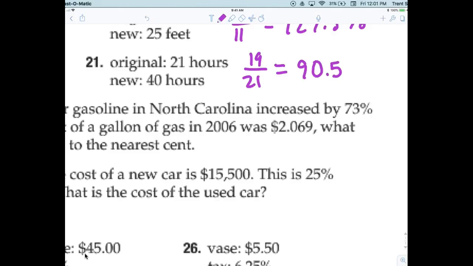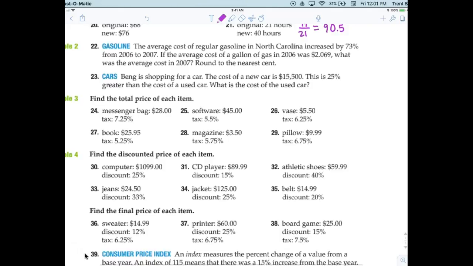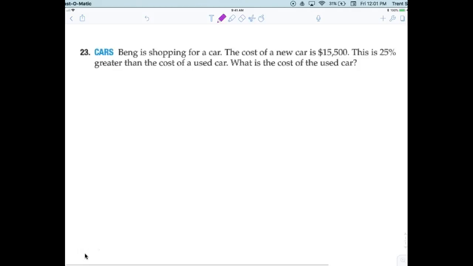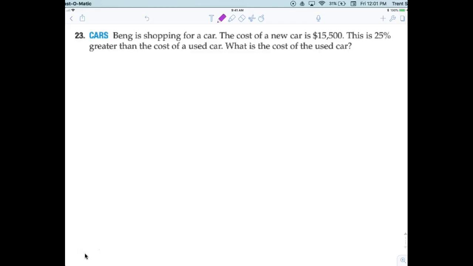All right, I'm on 23, another word problem here. Okay, put a star by number 23. Jake, I want you to read it. Shopping for a car. The cost of a new car is $15,500. This is 25% greater than the cost of the used car. What is the cost of the used car? Uh-oh, we got some problems here. How do I figure this out? This one's a hard one, so put a star by this one.